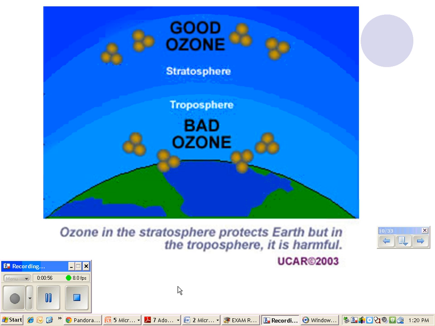Make sure you know the chemical formula for ozone, which is O3, and that the ozone in the stratosphere is going to protect us from ultraviolet radiation, and the ozone in the troposphere can cause harmful health effects. It's a respiratory irritant. It can also cause the burning of the eyes, as well as reduce plant growth. So the ozone in the troposphere is harmful, and the ozone in the stratosphere protects us.